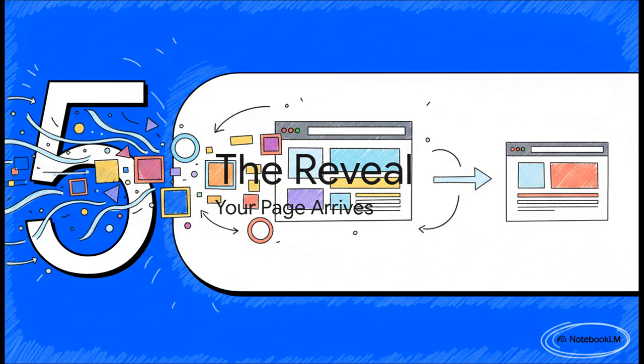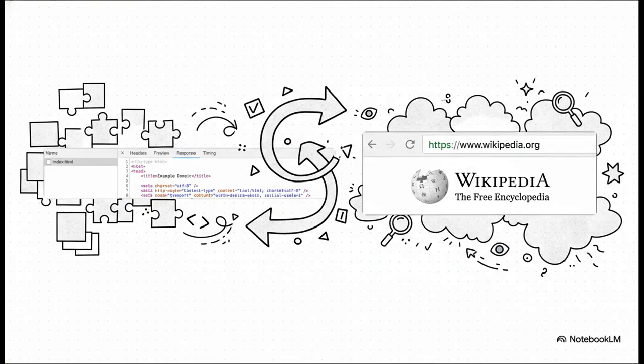So, your browser receives all that raw code, and then it performs the final, and you could say most magical step of all, rendering the page. And this just shows the transformation perfectly. On the left, that's the code the server sent. But on the right, that's what your browser turns it into. It transforms that structured text into a visual, interactive experience.